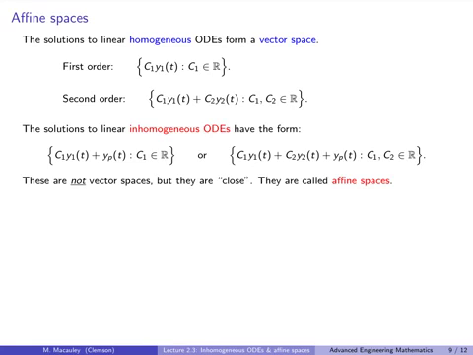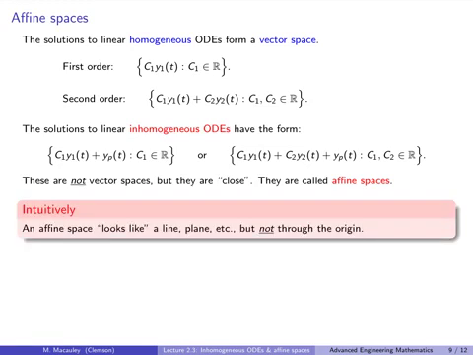These, as we've said, are not vector spaces, but they are very close to being so. They are called affine spaces. Intuitively, an affine space looks like a line, a plane, or a hyperplane, etc., but not through the origin.